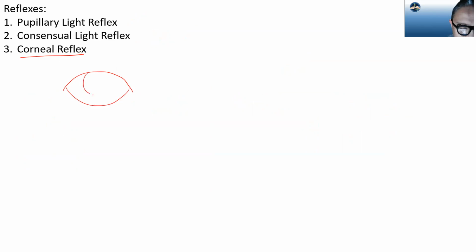Your corneal reflex. Let's draw someone. Let's say this guy hasn't slept. Now, what's your corneal reflex? You simply get a wisp of cotton, nothing sharp, just a wisp of cotton, and touch the cornea. Not the eyelid, not the eyelash, the cornea. What's the cornea? Your eyeball, the outer eyeball.